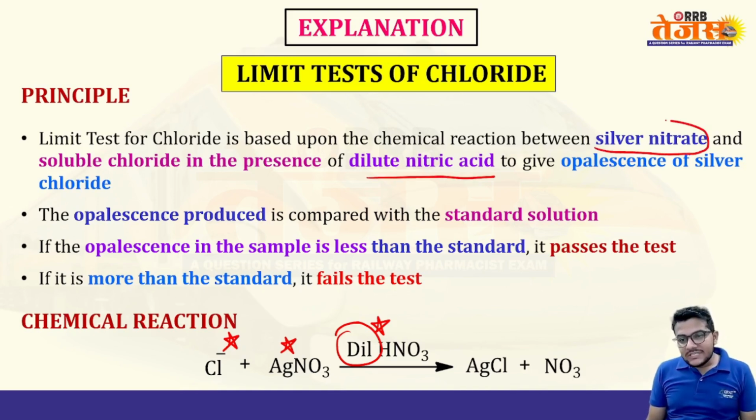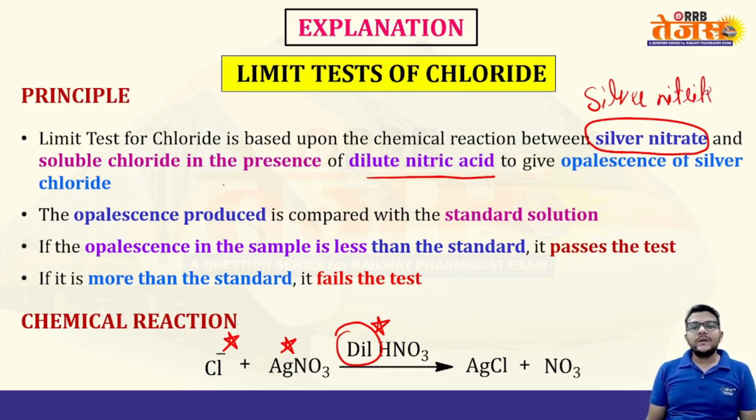Sometimes you will see that they write silver nitrite also. So the soluble chloride in presence of dilute nitric acid gives opalescence of silver chloride. Basically in the limit test of chloride there is opalescence formation, meaning there is no color formation, as in the limit test of iron and heavy metal, and in arsenic, I will tell you, there is formation of color. In this test there is opalescence, or we can say turbidity, and we can measure the opalescence or turbidity against the standard.